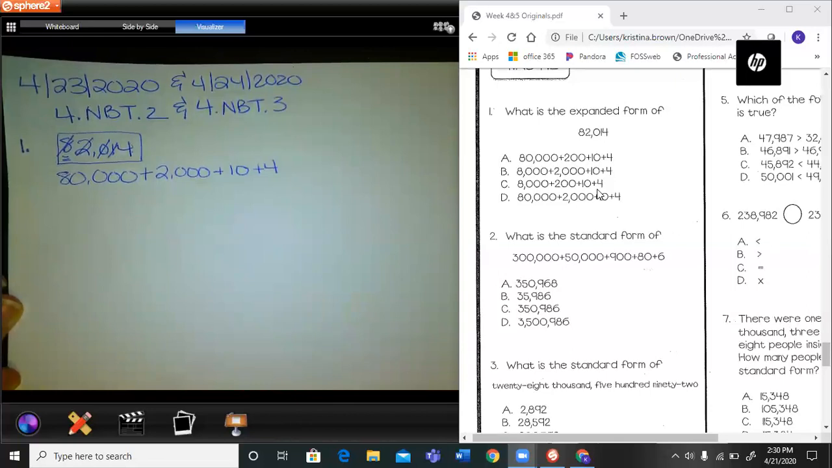So if I go and I look at my answer choices, we have 80,000, 200, 10, and 4. Not what I'm looking for. 8,000, 2,000, 10, and 4. Well, even if I added my 8,000 and 2,000, that's only going to give me 10,000, so that's not enough. Here, 8,000, 210, and 4, it's not going to give me enough. It's going to give me 8,214. Here we're looking at 80,000, 2,000, 10, and 4, which is what matches with our work. So your answer should be D.